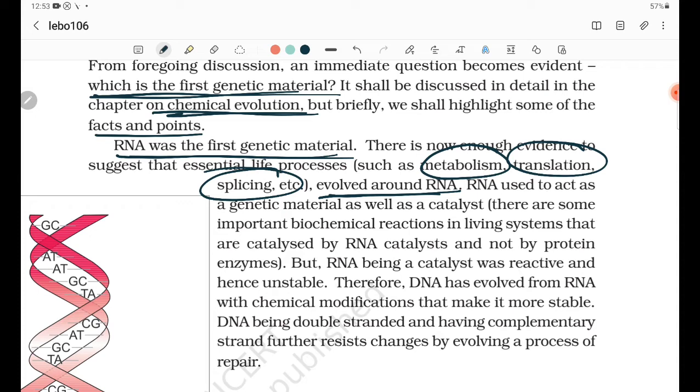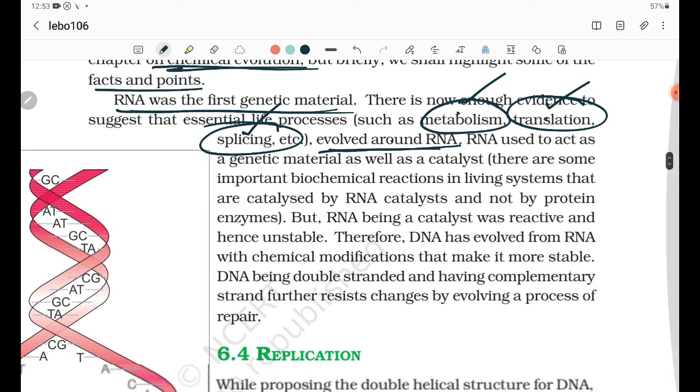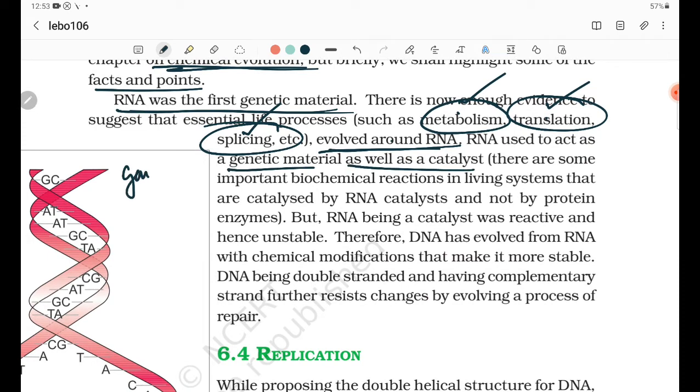So for RNA, you can see these phenomena: metabolism, translation, splicing. RNA used to act as a genetic material as well as a catalyst. So RNA is both genetic material and catalyst. There are some important biochemical reactions that are catalyzed by RNA catalyst, but not by protein enzyme. So there are certain biochemical reactions which are catalyzed by RNA catalyst, not by proteins or enzymes.